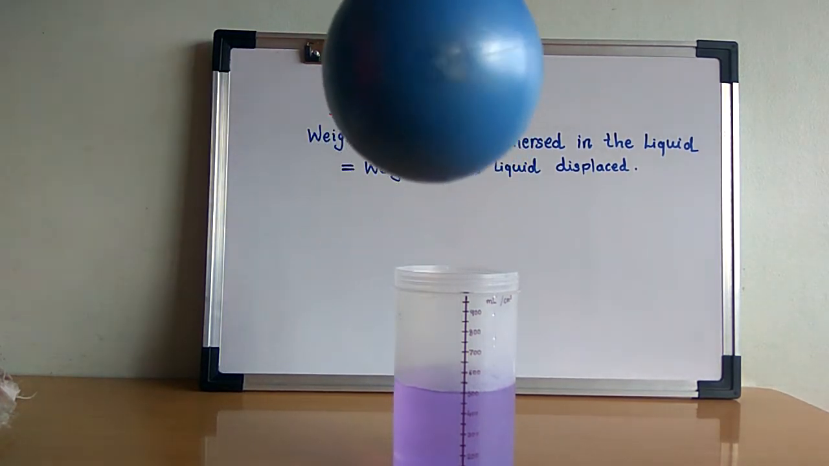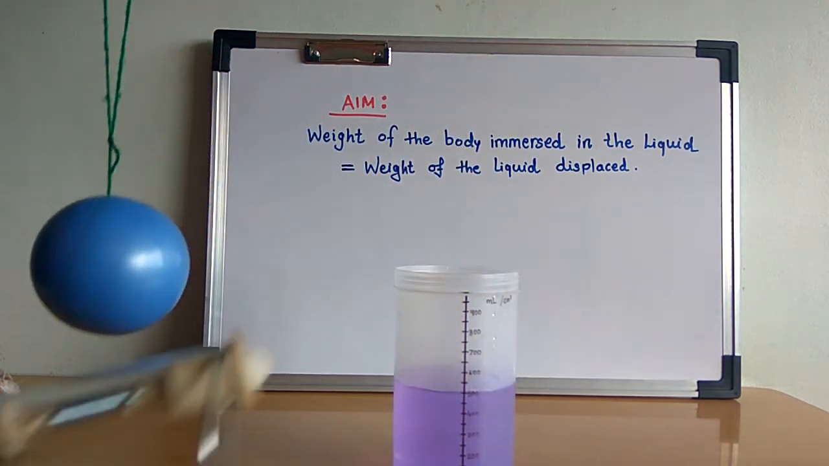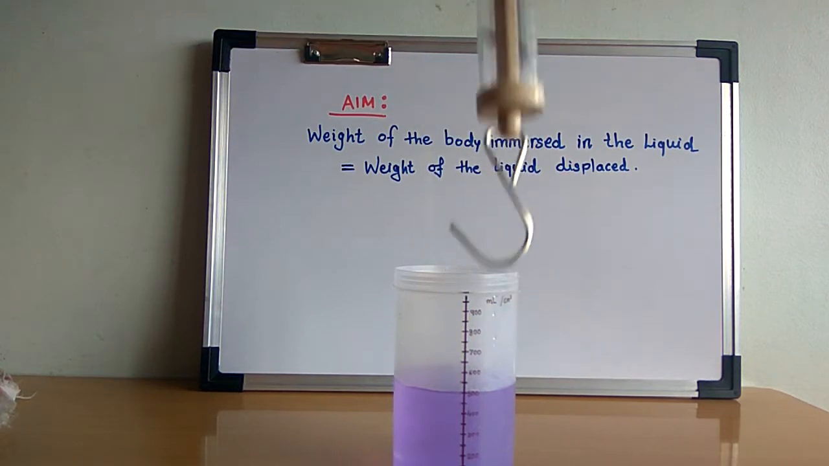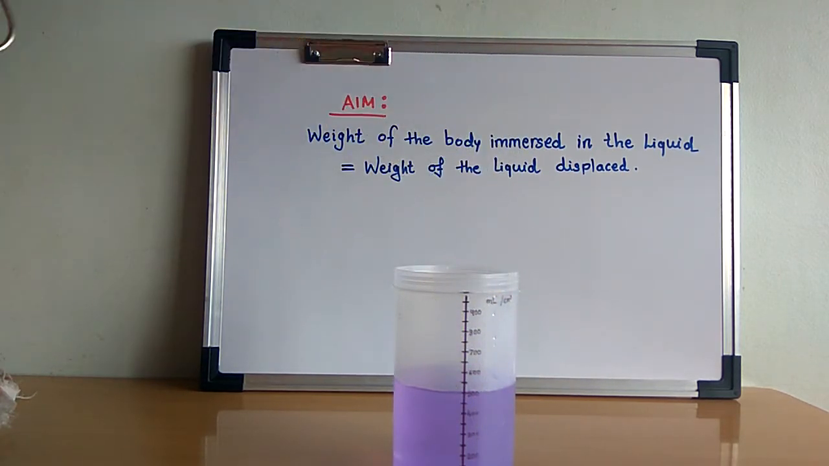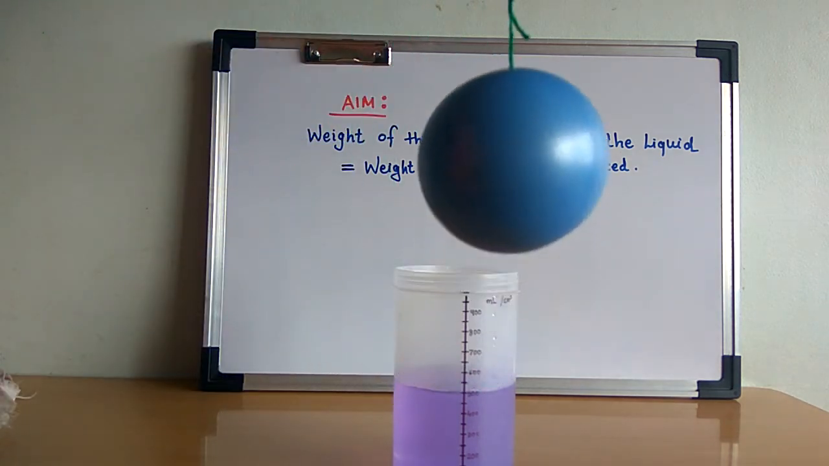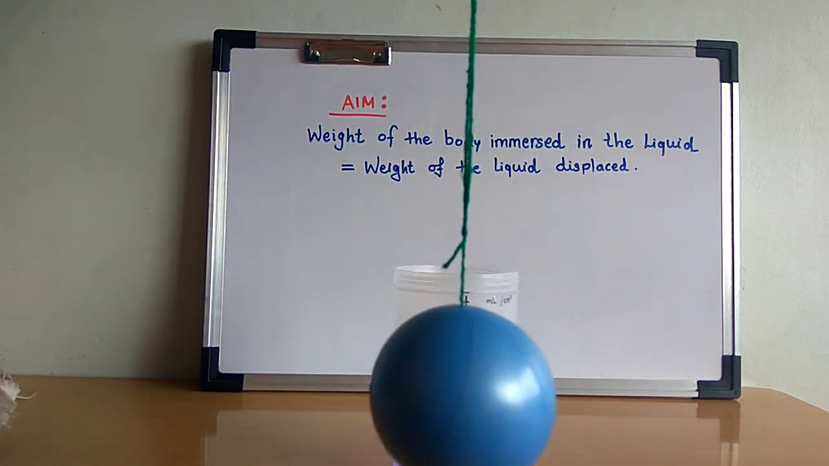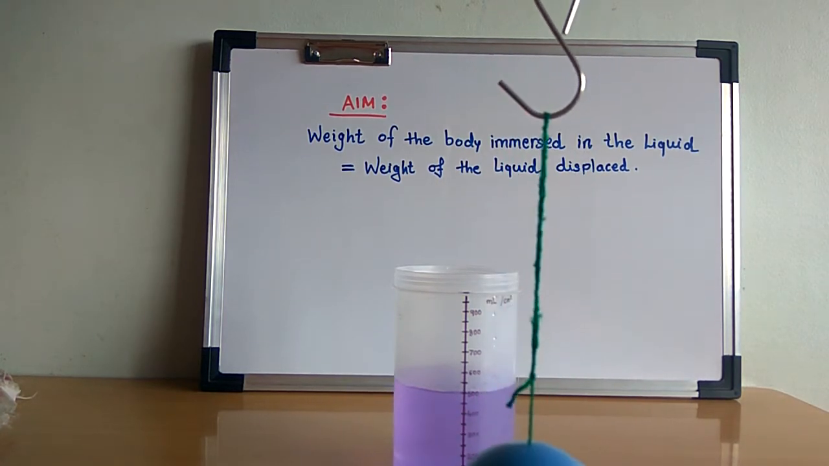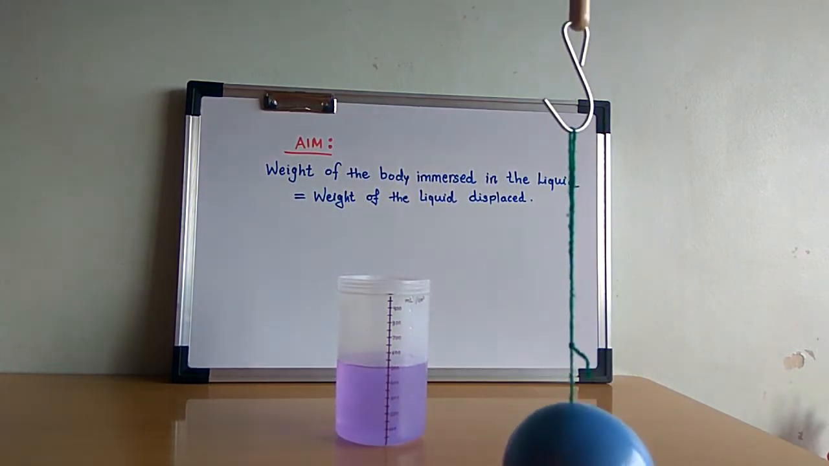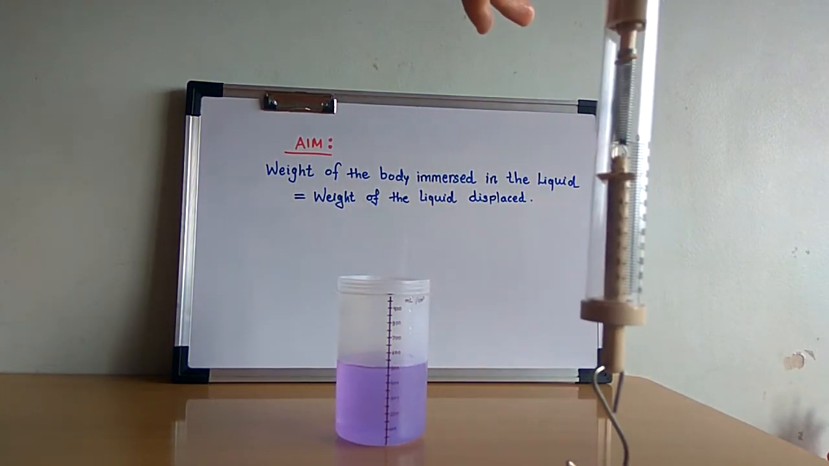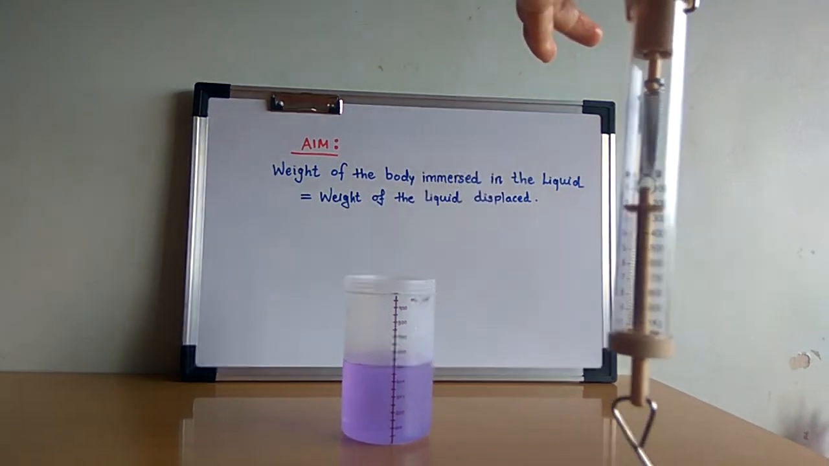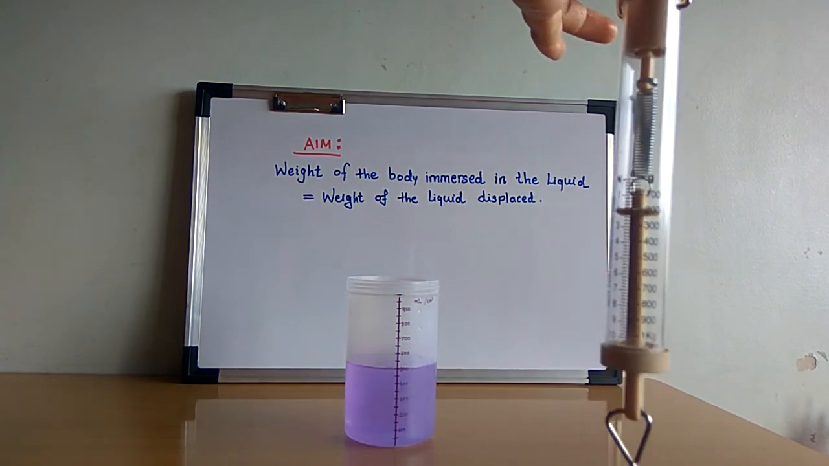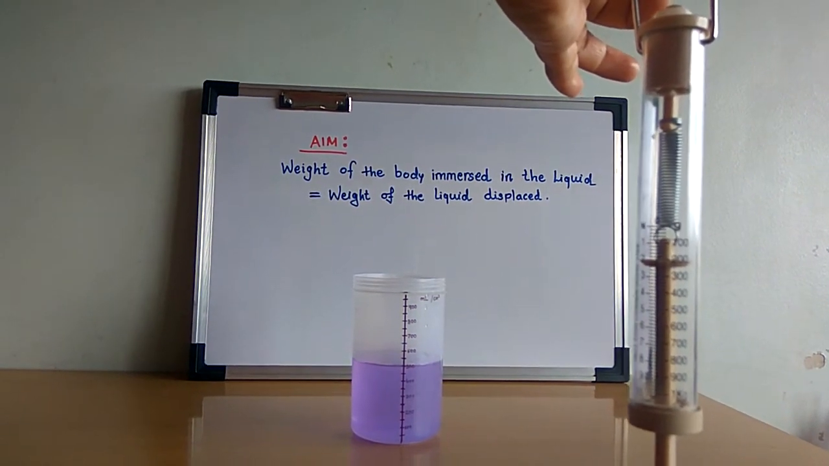I am taking this body, this is a ball, and this is a spring balance. I am first going to measure the weight of this body using this spring balance. So you can see that the weight of the body is 200 gram. Wait, I will adjust. Now you can see that the weight of the body is 200 gram. Okay. So now I am going to immerse this body in water.